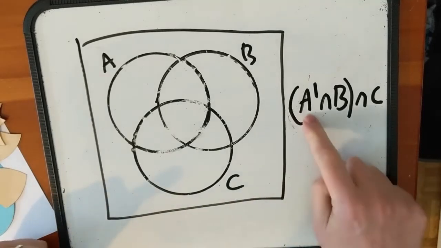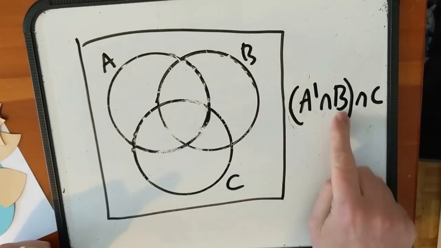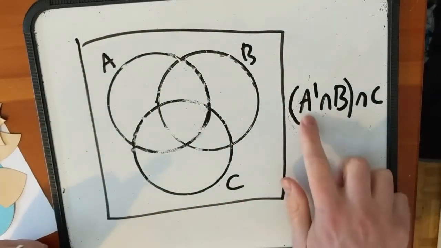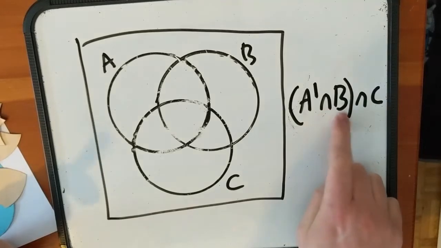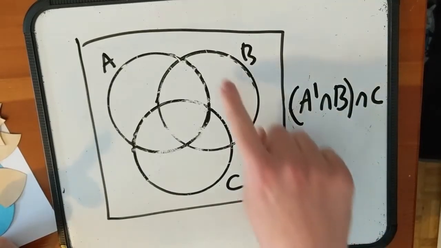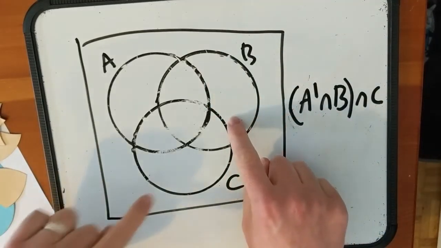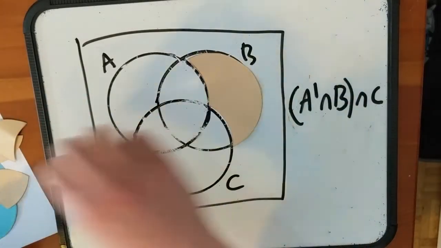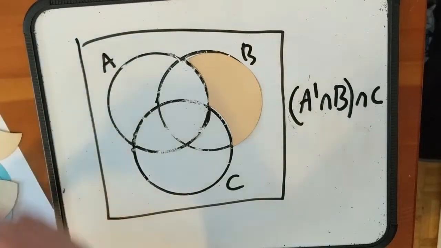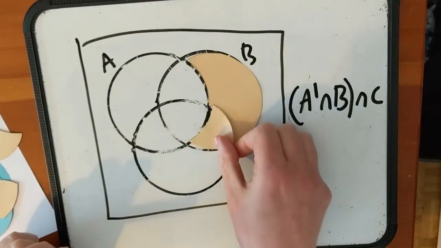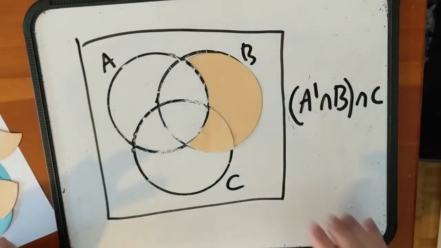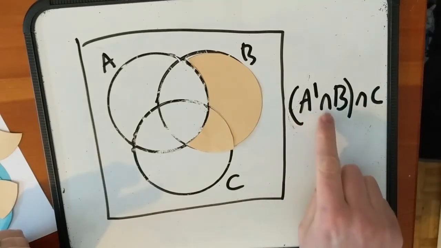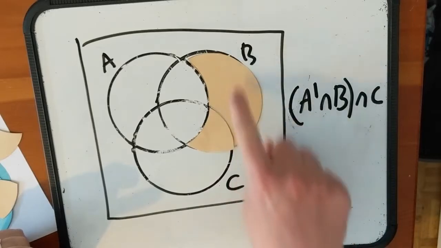We want something which is outside of A and inside B. So there's loads of stuff which is outside of A, but the only bits which are outside of A and inside B would be here, and here as well. So this bit here and this bit here. So we're just on the first bit in brackets. You have to do this in stages because it's far too much to do all in one go. So this is outside of A and inside B, this bit.